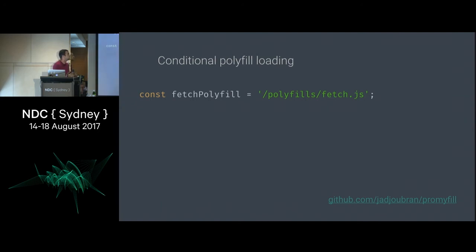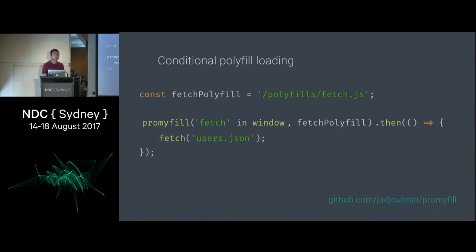So I've done some research about conditional polyfill loading, and that's how you can use it. You can call the Promifil method, and then give it a test. Is Fetch supported in window? Or you could use it for Intersection Observer, for example. And if it's not supported, you can give it a polyfill. You can give it your own polyfill, so the path to the polyfill. And then this is a promise. Once you resolve it, it guarantees that you have access to Fetch. So you kind of delay all the Fetch requests until Fetch is loaded or is available in the browser.